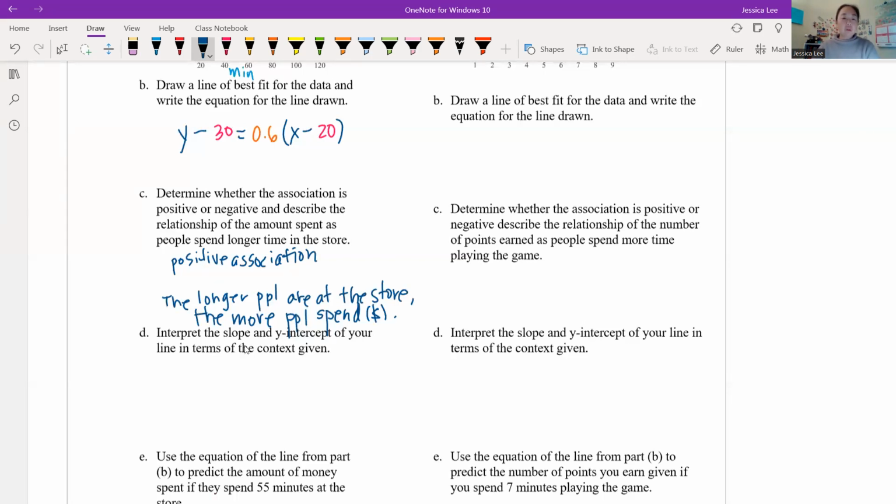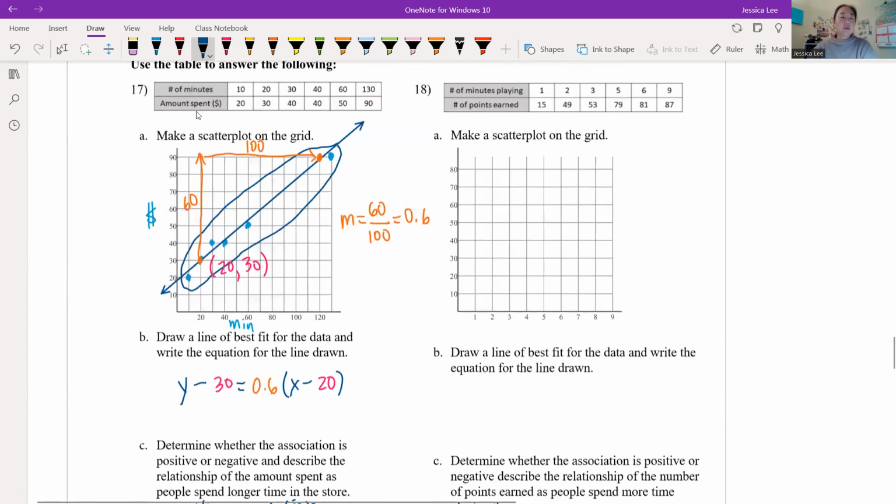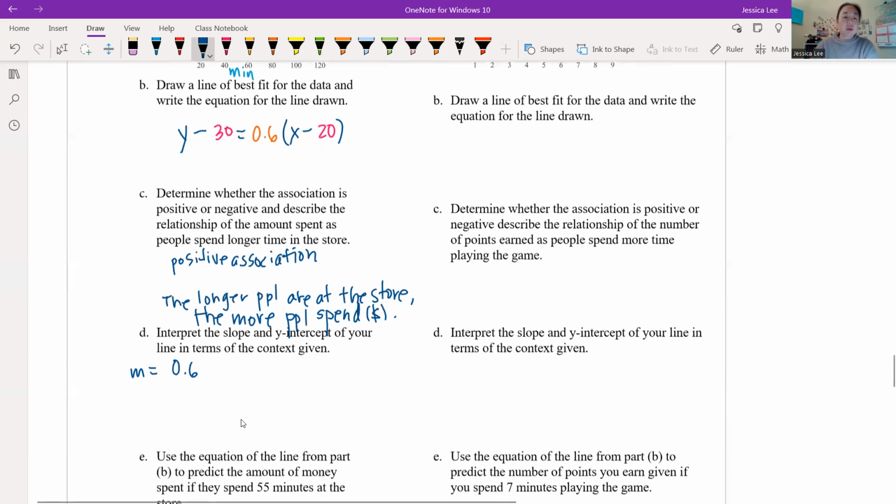Okay. And then interpret the slope and the y-intercept of your line. Ooh, we don't have a y-intercept, but we can figure it out. Okay. So interpret the slope. So we know the slope is 0.6, right? So m is equal to 0.6. So remember, I said to look at the table. So it means they're spending $0.6 per minute. Okay. So we're using those numbers right there. So those units right there.